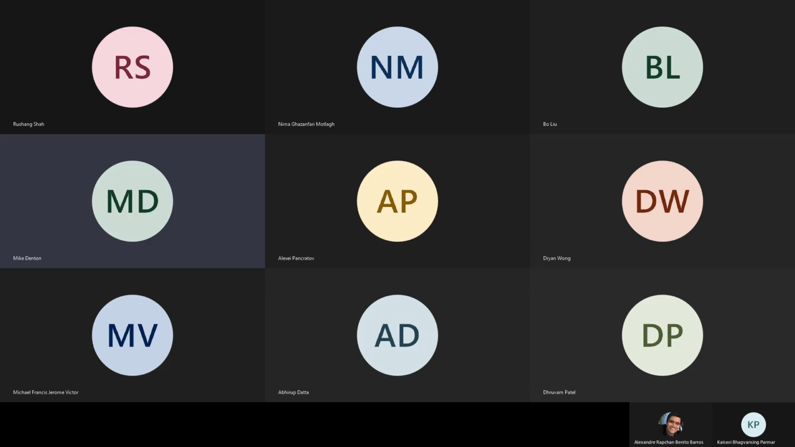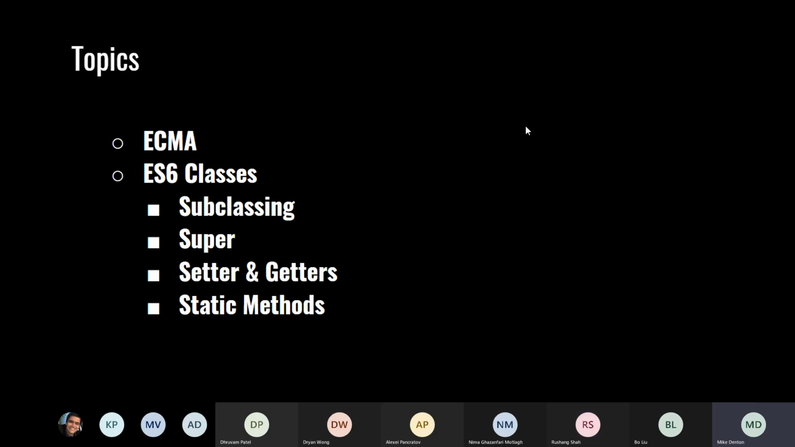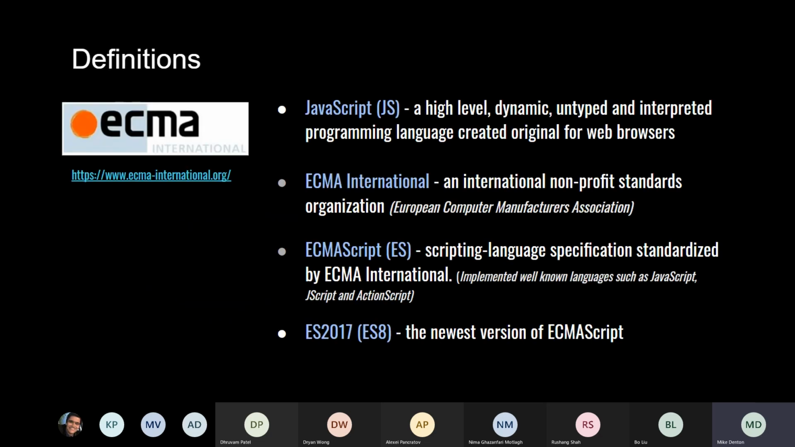Refresher on that. ECMA, what is ECMA? ES6 classes, subclassing, superclass, setters and getters, static methods. So when you see the syntax, you won't be lost when we're talking about React. I remember the ECMA definition was that international organization that deals with the specification of JavaScript.